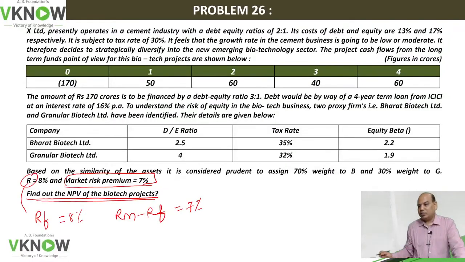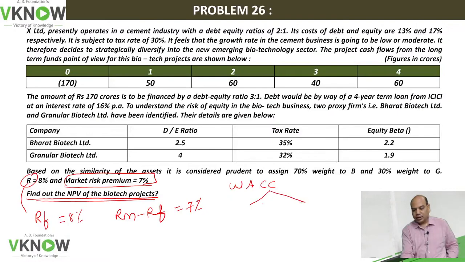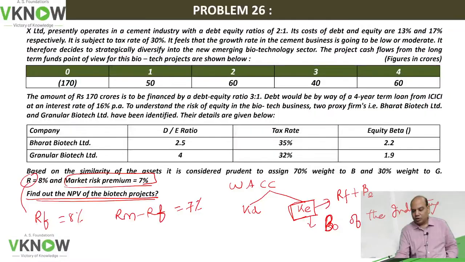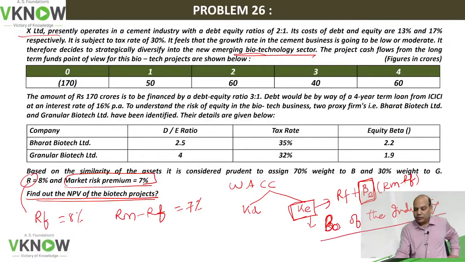Find out the NPV of this biotech business. So what I need to do, I need to find WACC. For that I need cost of debt, cost of equity. But to calculate the cost of equity, I need to find out KO of the industry, or overall beta, you can say, because this will depend on RF plus beta of equity into RM minus RF. But to get beta of equity of this company for this business, I will require overall beta of the industry.